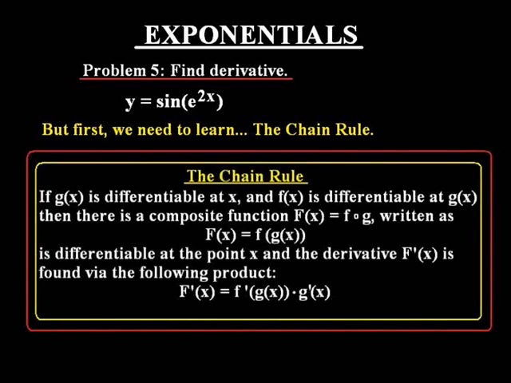The chain rule states, if g of x is differentiable at x and f of x is differentiable at g of x, then there is a composite function, which equals f composite g, written as capital F of x equal to f of g of x. And this is differentiable at the point x, and the derivative F prime of x is found via the following product. F prime of x equals f prime of g of x multiplied by the derivative of whatever function g of x happens to be. So now let's go through this slowly and we'll see it in actual use.